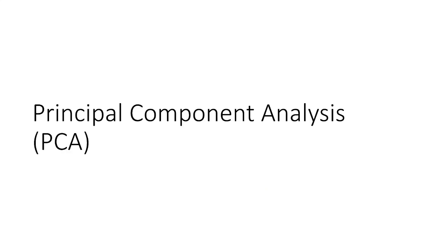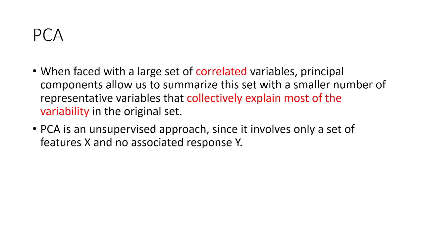Okay, now let us talk about the first one, which is the principal component analysis. So the PCA, as I mentioned, is used as a data dimension reduction technique. When you have a large set of correlated variables, where some variables are correlated with one another, like x1, x2, x3 and x4 are correlated, and then x5, x6 and x7 are more correlated, you can use the principal components to summarize this set with a smaller number of representative variables that collectively explain most of the variability in the original set.